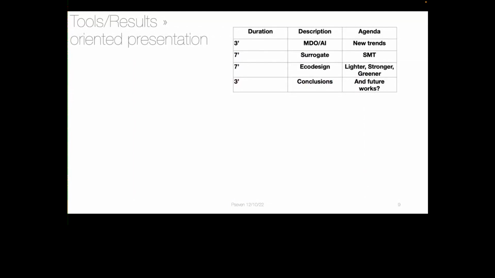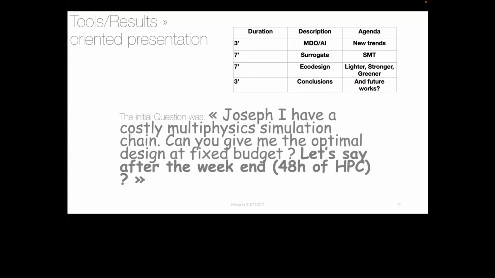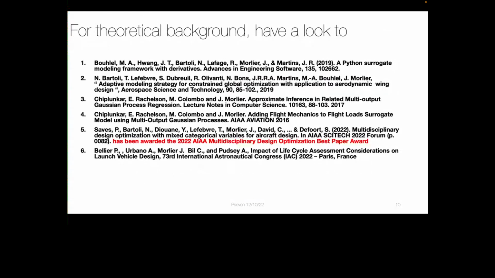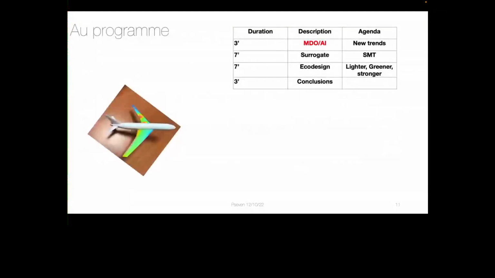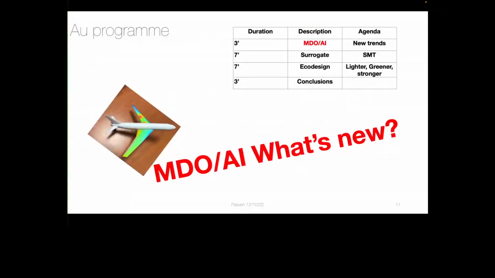So it's a results-oriented presentation, and the initial question, more than 10 years ago, was from an industrial partner who told me, "Oh, Joseph, I have a costly multi-physics simulation chain. Can you give me the optimal design at fixed budget, let's say after the weekend, a full weekend?" If you want to go deeper into the theoretical background, here is a list of the 6 papers that I highlight in this presentation. We'll start with the new trends: what's new in MDO and AI for engineers.